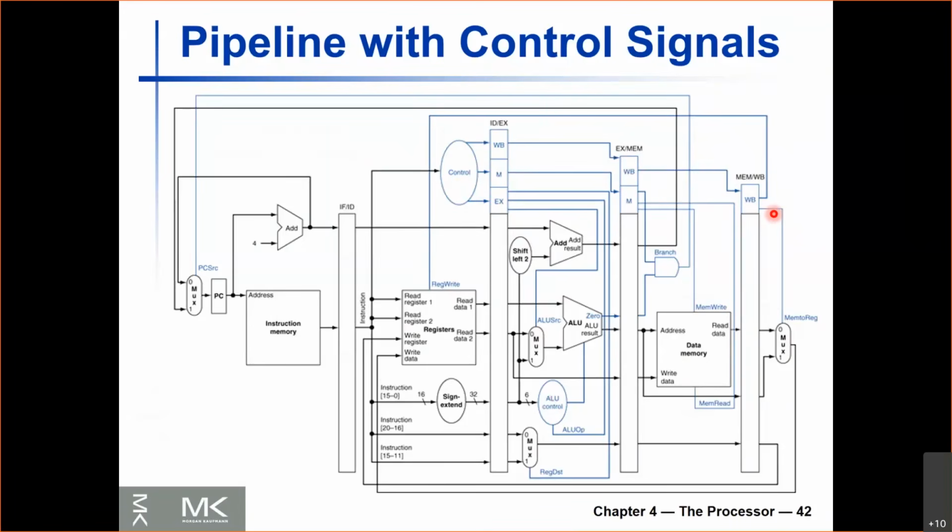So this is our pipeline data path. Now we are correctly handling the control signals. We're correctly handling the write back. We're still not handling data hazards and control hazards. We will look at how to handle those in upcoming lectures next week. Aside from hazards, this is our pipeline data path. Any questions?